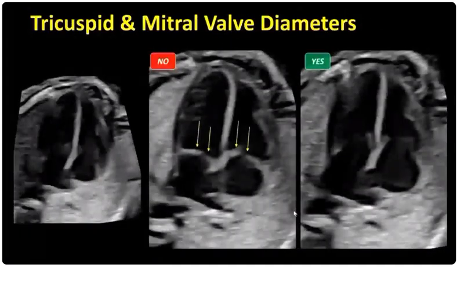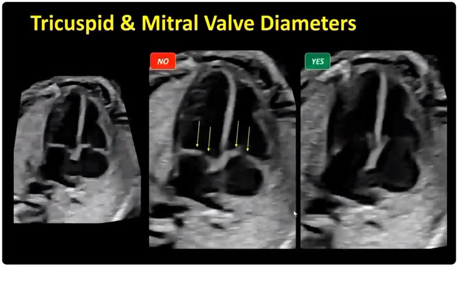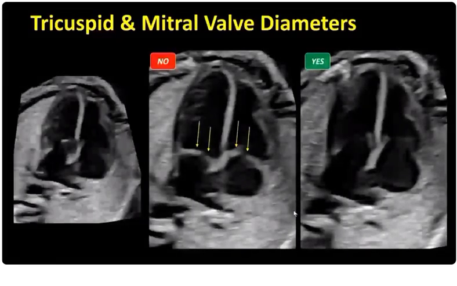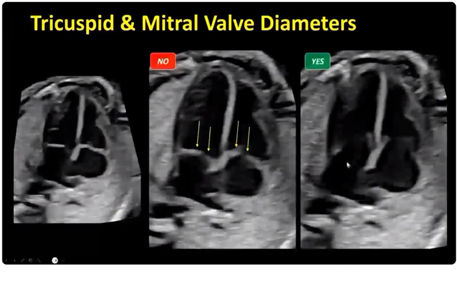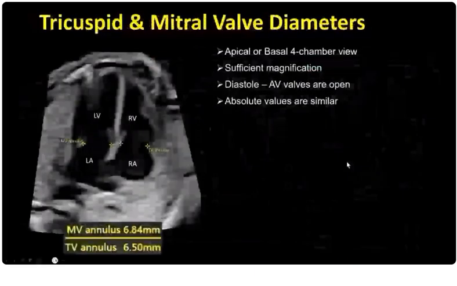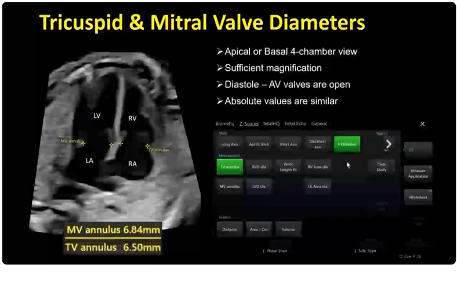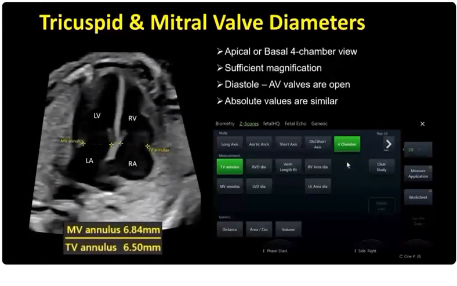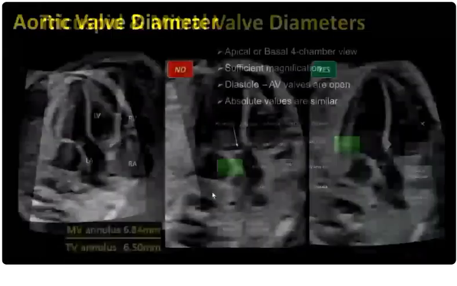Then we look at the measurement of the tricuspid and mitral annulus. You need to magnify your image first, and then you need to reassure that the valves are open. Here you can see how the four-chamber view should be presented: apical or basal orientation, sufficient magnification, heart in diastole so the AV valves are open, and the absolute values of the measurement should be similar. This is how you can use the package of the machine to achieve these measurements.